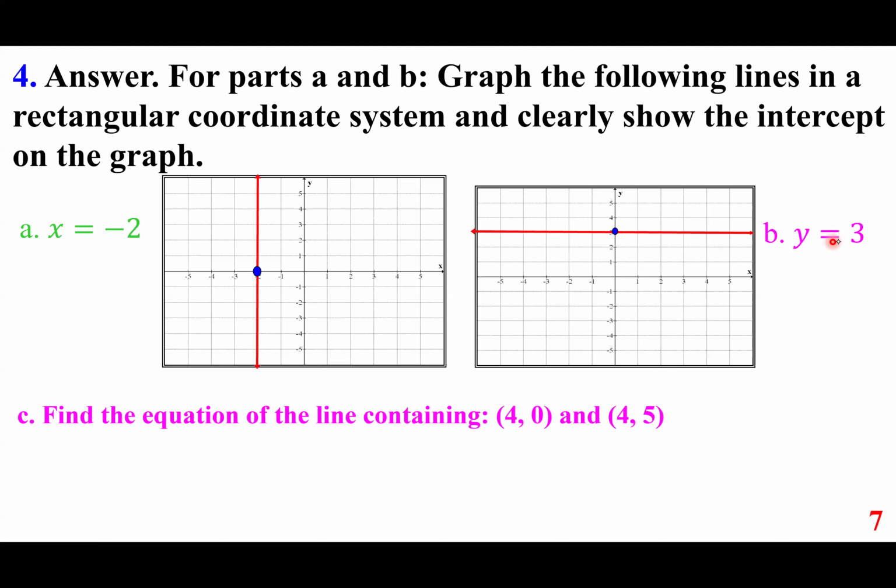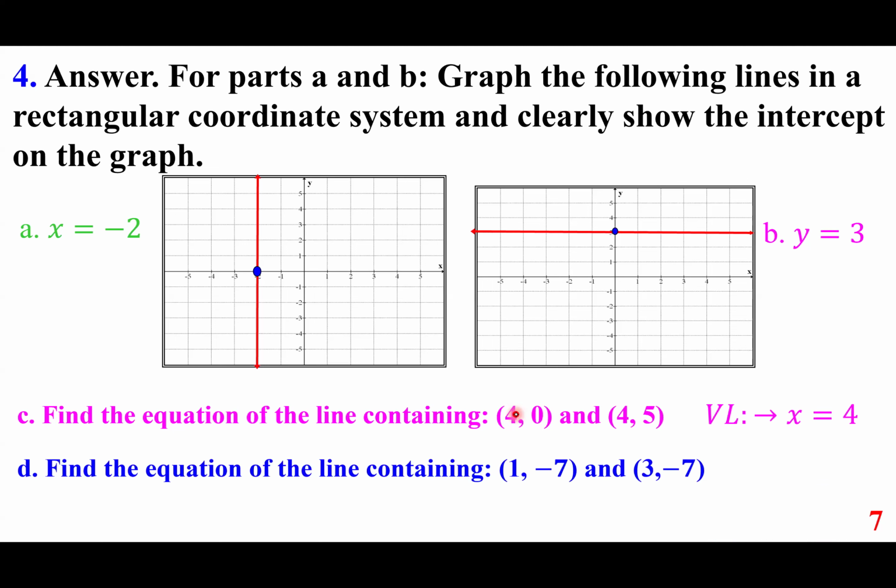Find the equation of a line containing 4, 0 and 4, 5. If either the x coordinates or the y coordinates are identical, you don't have to do anything. Notice in both cases, x are the same. So it has to be x equals 4, which makes it a vertical line. However, in part D, it is the y coordinate of the two pairs that are identical. So that means no matter what, the y coordinate doesn't change. So y must be -7, which makes it a horizontal line.